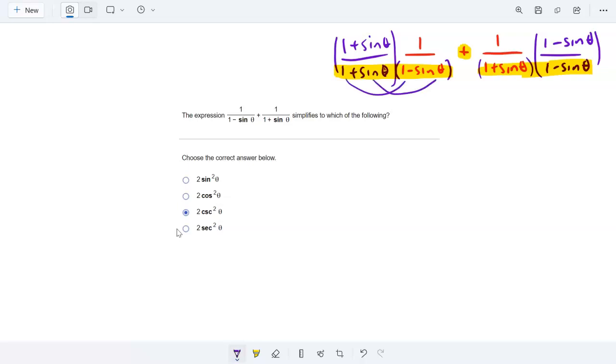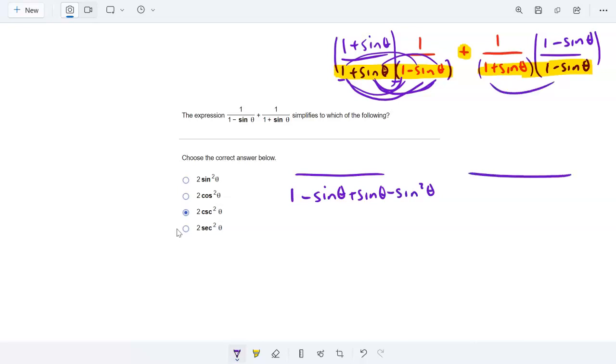Sometimes we do need to foil out, sometimes we don't foil out the bottom, but when I do, 1 times 1 gives me 1. I'm going to come way down here: 1 times negative sine is negative sine theta. Sine theta times 1 is sine theta. And sine theta times negative sine theta is negative sine squared theta. The denominator on the other side, since we've already confirmed that they were the same thing, I'm just going to rewrite it without going through all the steps.